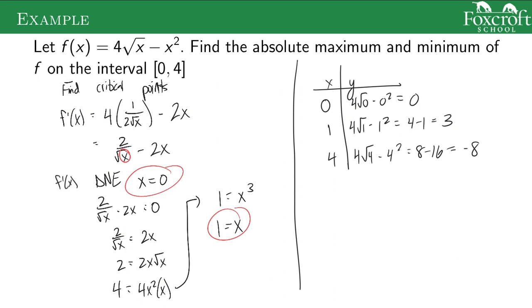So now I know my absolute max is the biggest value I get here. This is going to be my absolute max. The absolute min is the least value I see here, which is this. This is my absolute minimum.